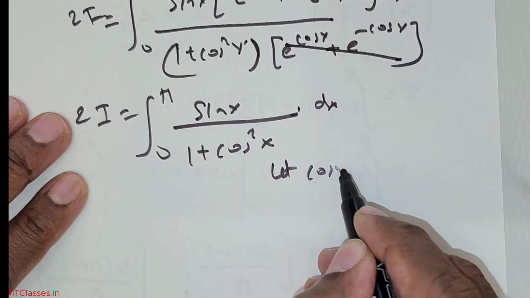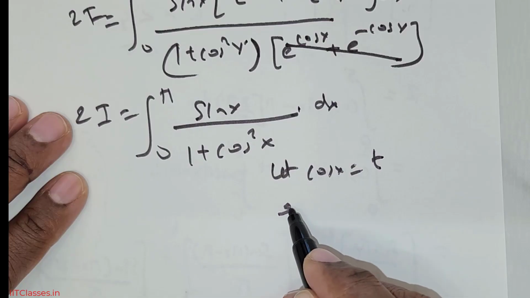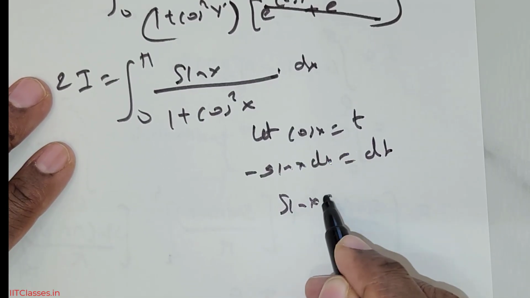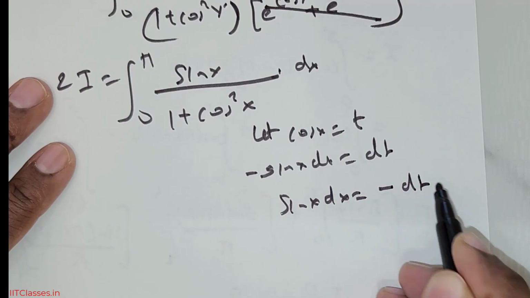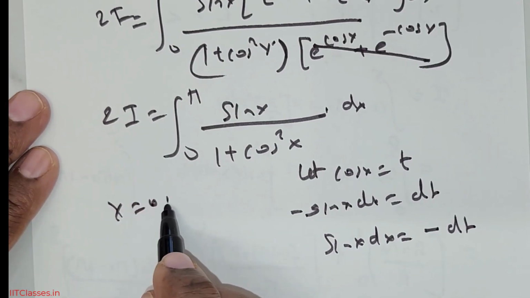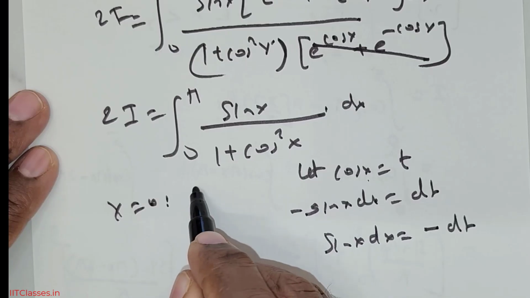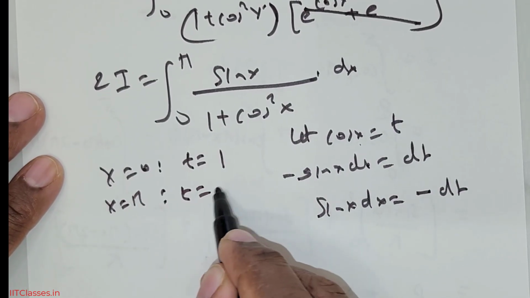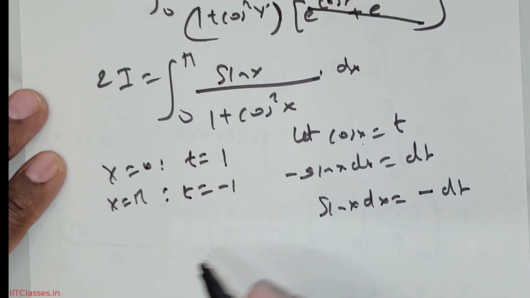So now we need to make the following substitution. Let me take cos x equal to t. I differentiate cos x, I get negative sin x dx equals dt. This means sin x dx is equal to negative dt. Now when x is equal to 0, what happens to t? t is equal to 1. When x is equal to pi, what happens to t? t is equal to negative 1.